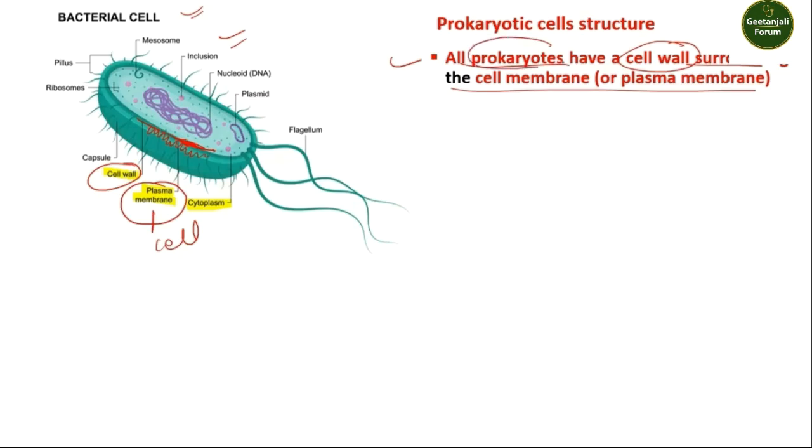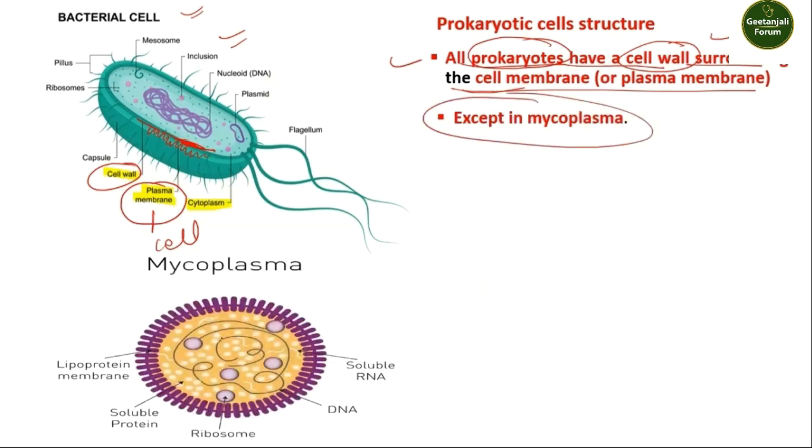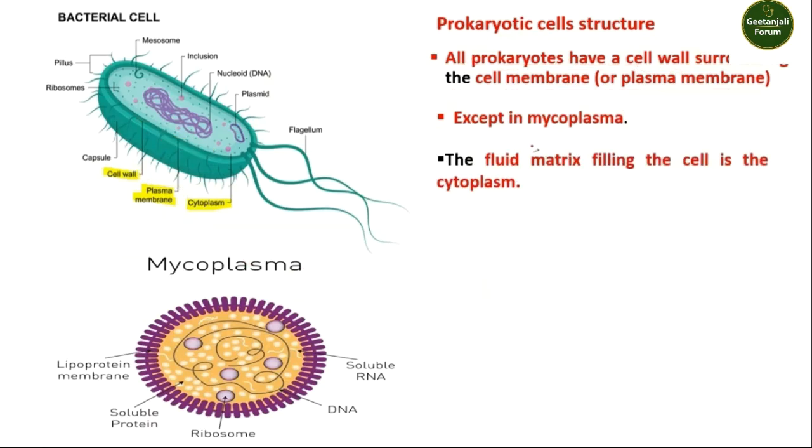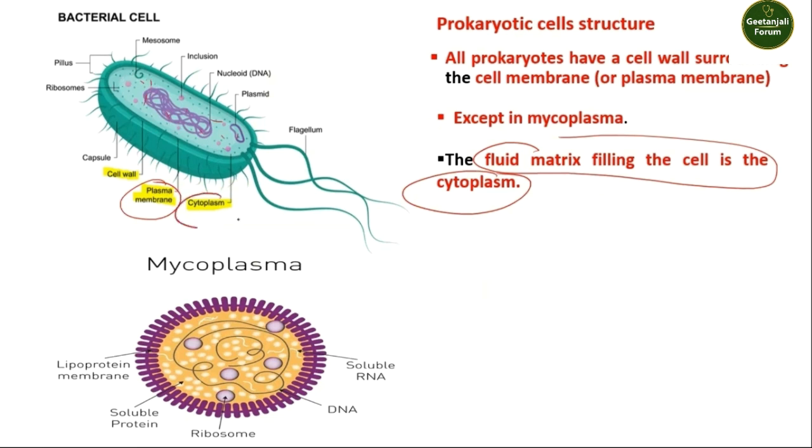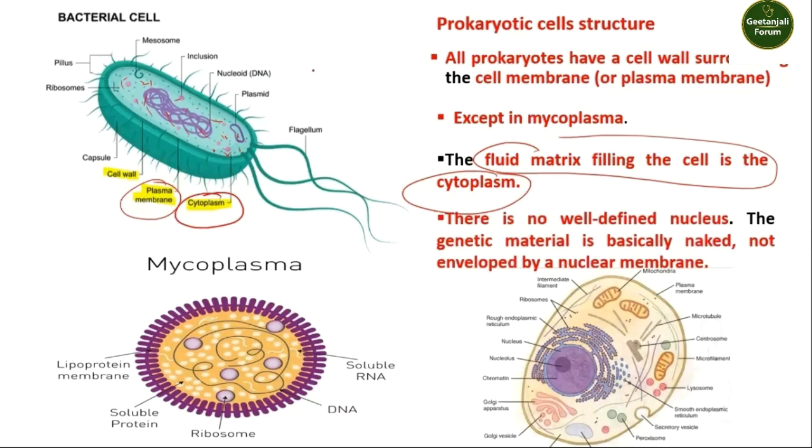All the prokaryotes have a cell wall which surrounds the cell membrane or plasma membrane, but it is not found in mycoplasma. In mycoplasma, there is no cell wall. However, mycoplasma is a prokaryotic organism. The fluid matrix filling the cell is the cytoplasm. The fluid present inside the plasma membrane is called the cytoplasm, which is found in both prokaryotic as well as eukaryotic cells.